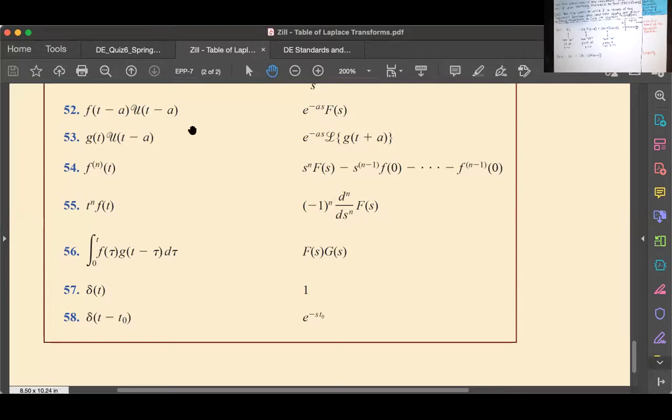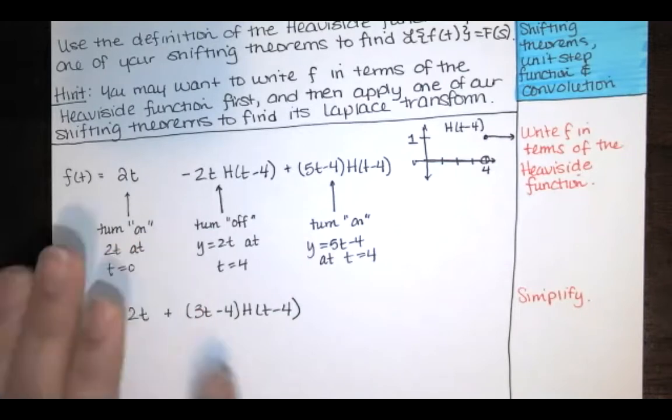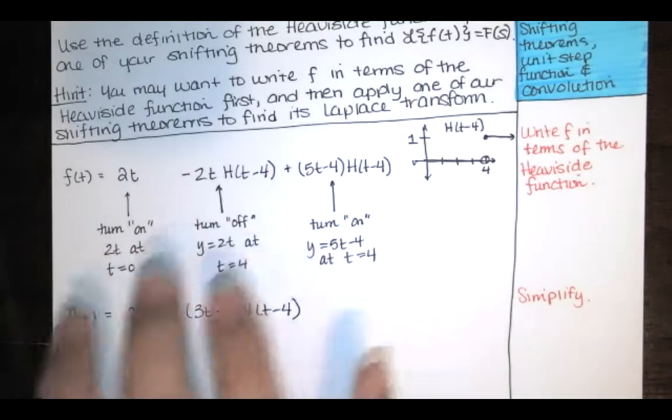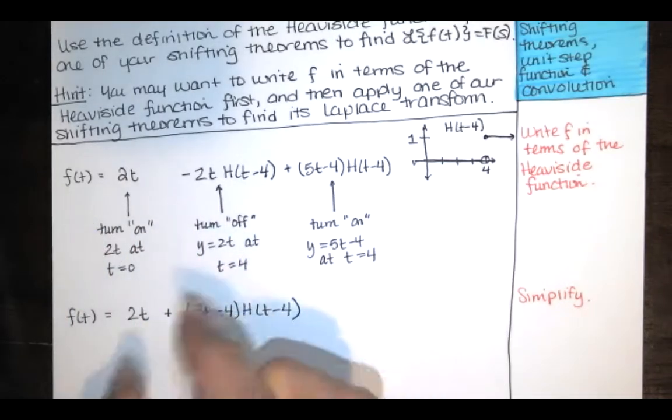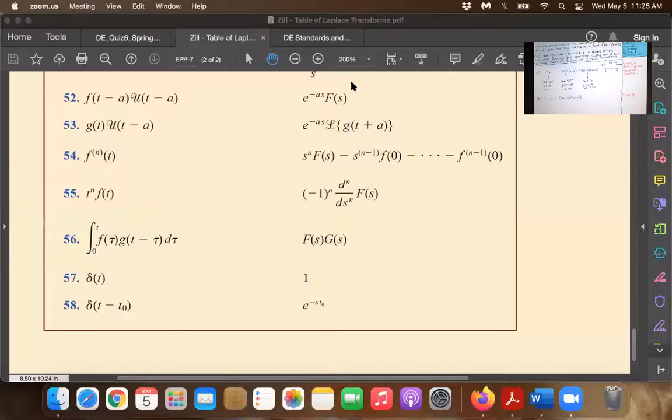Now, if the pattern doesn't match exactly, if you don't see t minus a's everywhere, and we don't have t minus 4s everywhere here, you might be tempted to think you've got a t minus 4 there, but you don't. You have a 3t minus 4. So we don't have an expression that's evaluated at t minus 4. So in that case, I would not use 52, although we could, through some algebraic manipulation, show what the result would be. Instead, I would use 53.